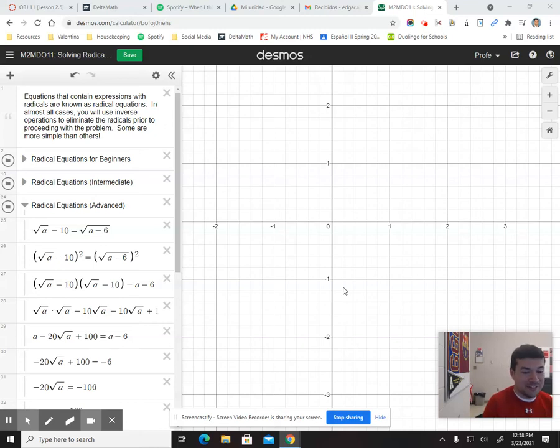All right, guys, I've got some advanced examples for you now. So brace yourself. What if I have the square root of a minus 10 and it's equal to another square root of a minus 6? All right, so let's take a look at this. I'll go ahead and tell you this one might not have a solution. And if you understand transformations, maybe you can tell me why. Let's see what we can do.